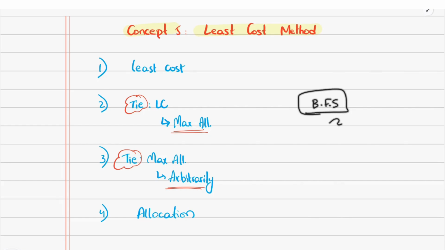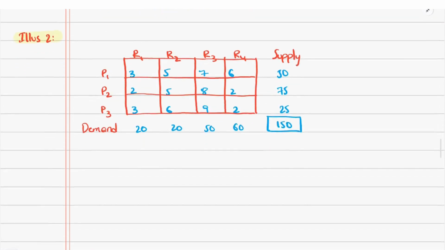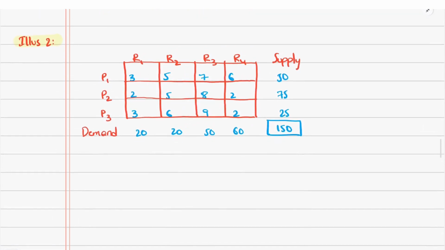What is a basic feasible solution? It has m plus n minus 1 allocations made. M basically means the number of rows and n basically means the number of columns. So let's start the solution so that we will understand how the least cost method works.